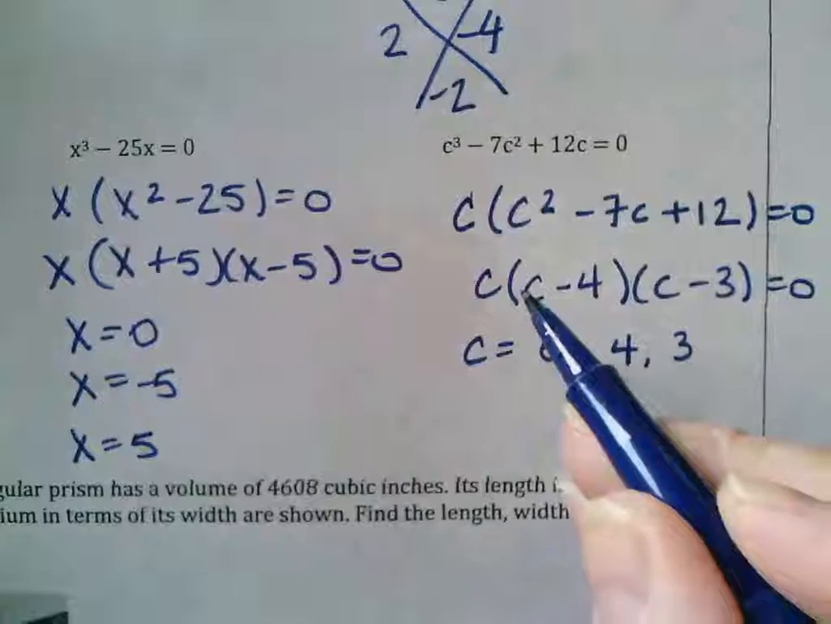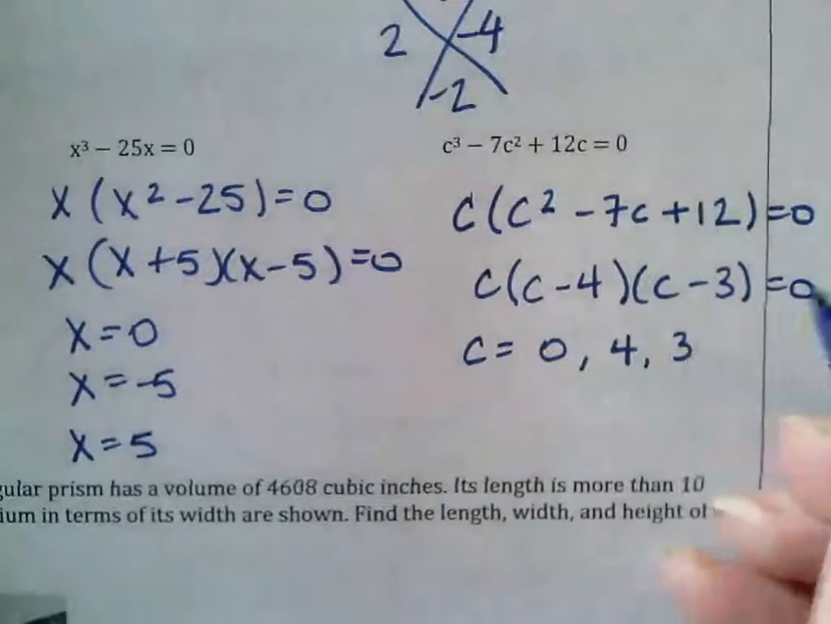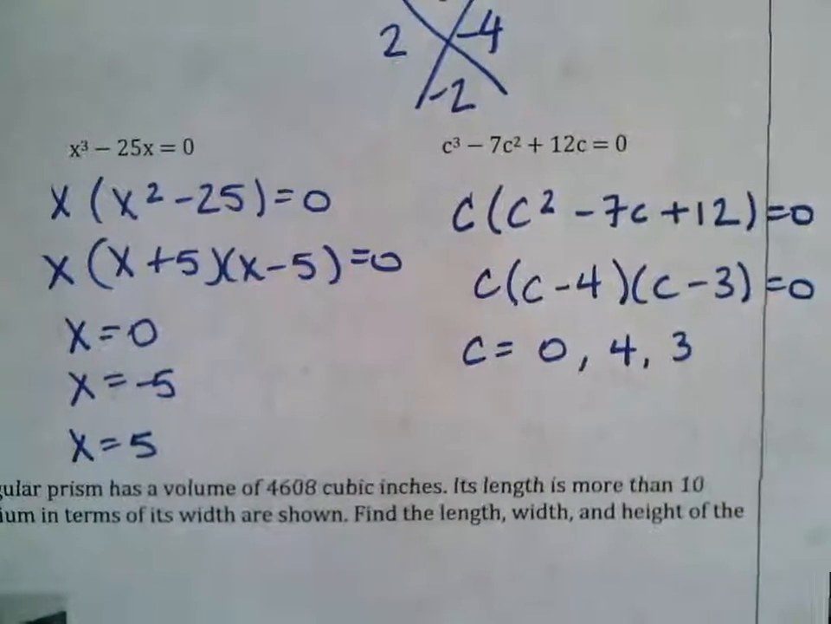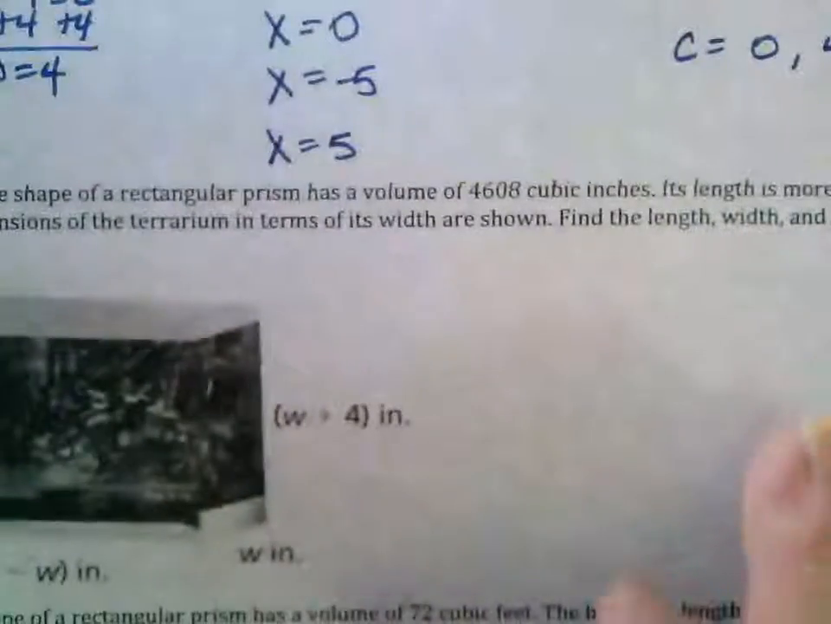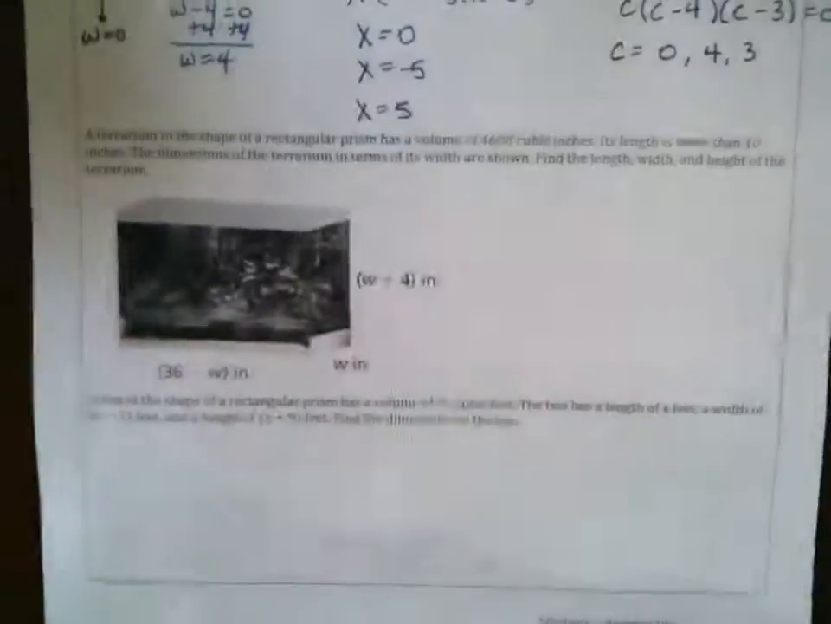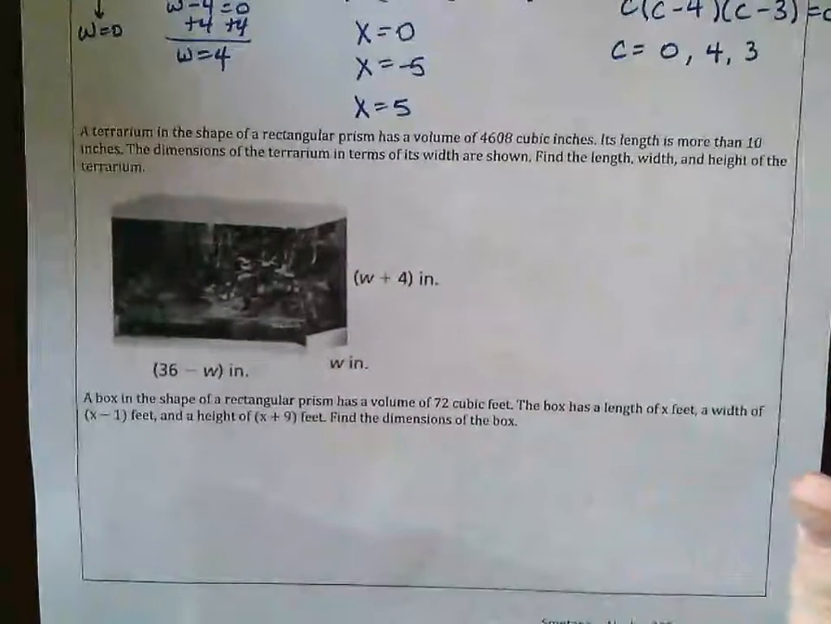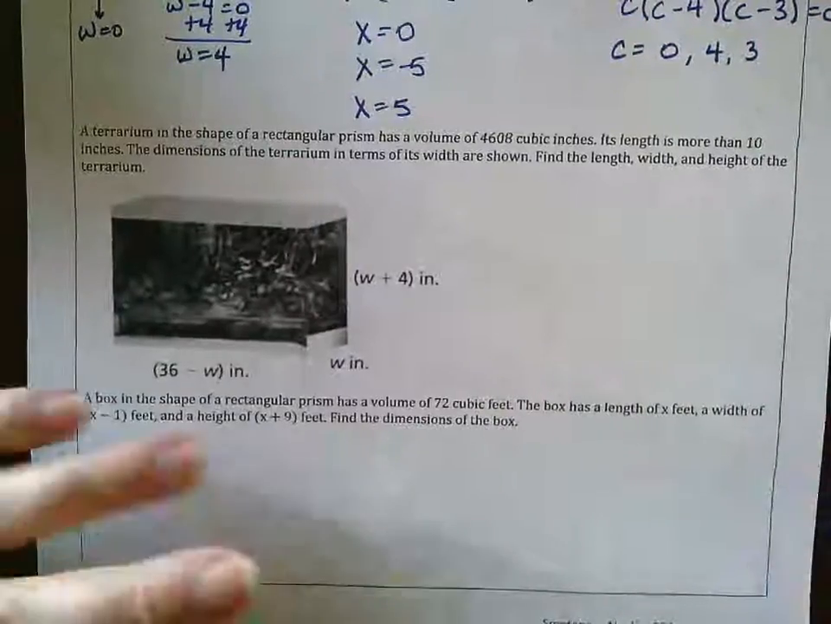If I plug a 4 in here, 4 minus 4 is 0. Multiply by anything else, that's 0. There you go. All right, this next couple problems are a little more involved. So I'm going to take my time with it a little, but it's going to be a little longer than we're used to.